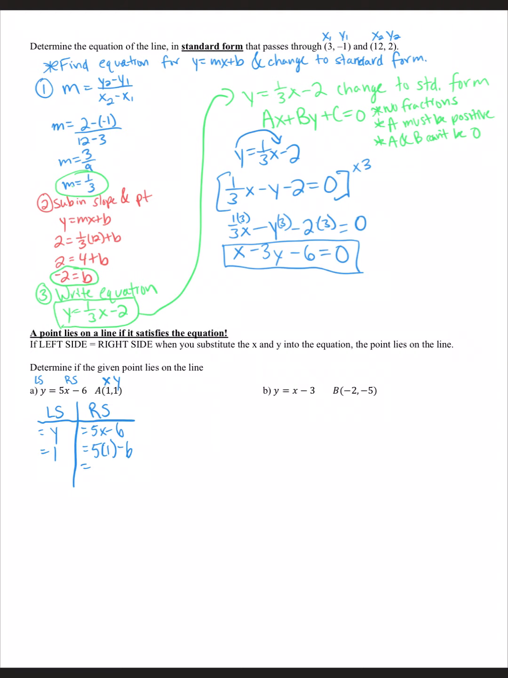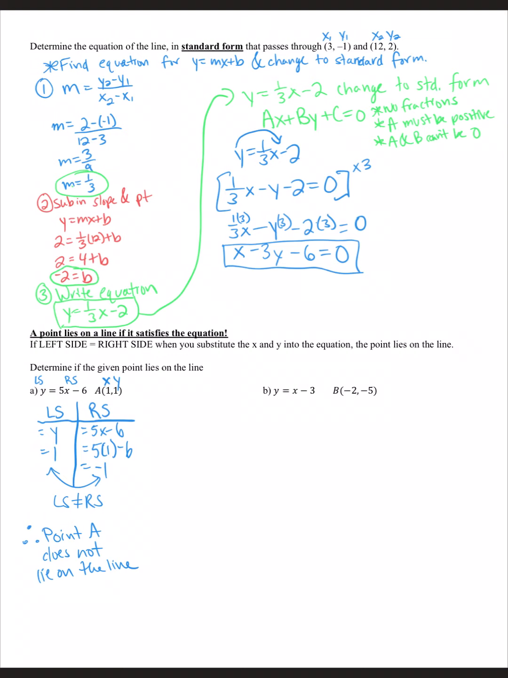So 5 times 1 is 5. 5 minus 6 is negative 1. So we can say the left side does not equal the right side. So we'll always communicate our reasoning here. So therefore, point A does not lie on the line. Okay, if the left side doesn't equal the right side when we substitute that point in, that means that point is actually not on the line.